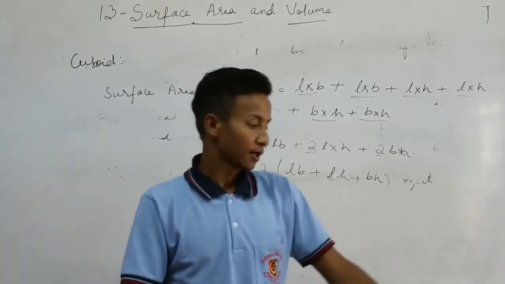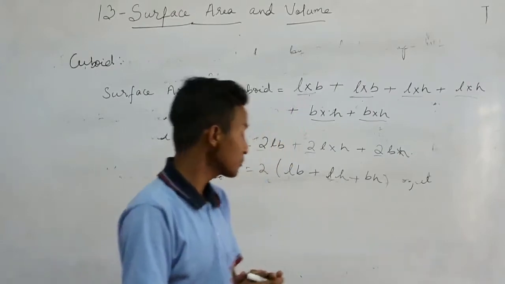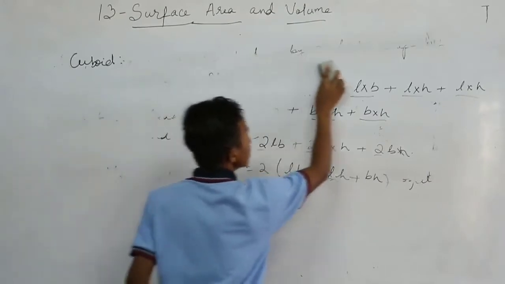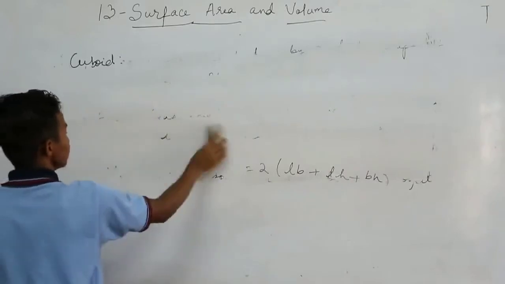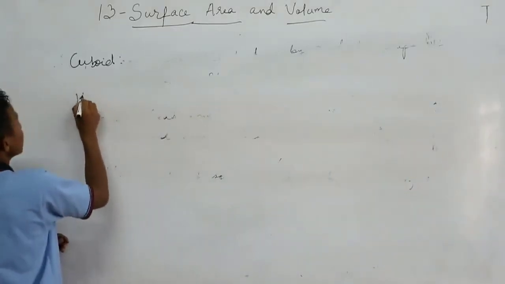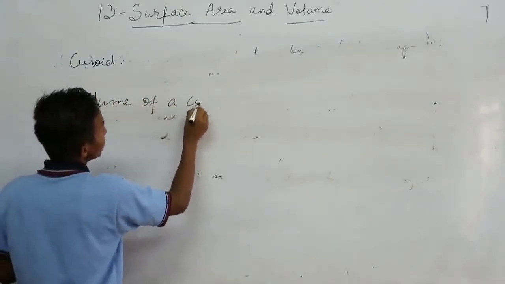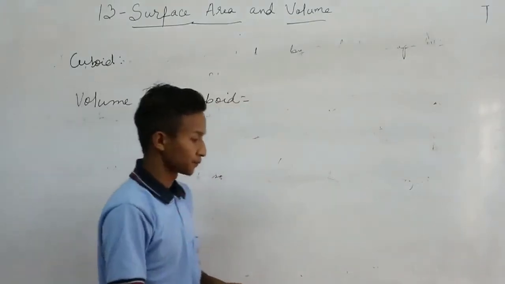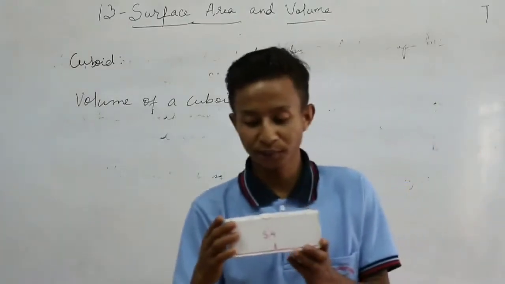So next, we find the volume of a cuboid. So this is a cuboid.